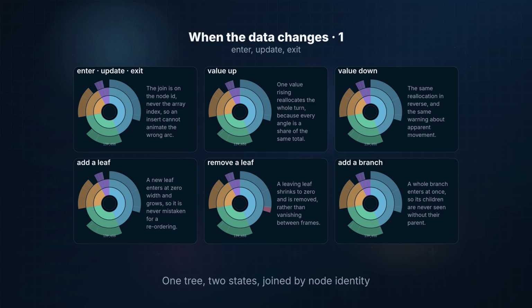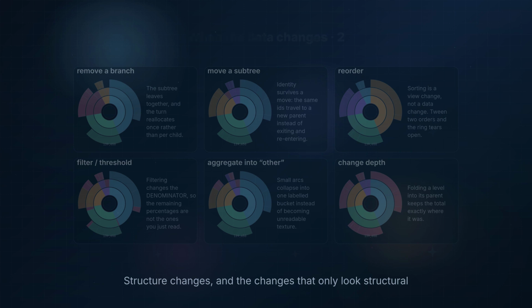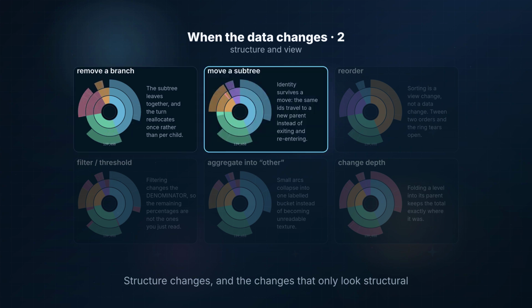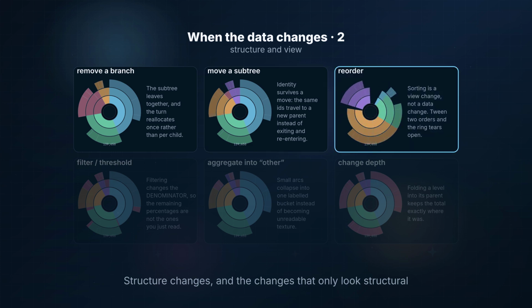Because a child on screen without its parent is a shape with no denominator. Structural changes are where the join earns its keep. Move a subtree to a new parent, and the identity has to survive, or the chart shows a deletion followed by an unrelated insertion. Resorting is the interesting case because it changes nothing about the data at all. Watch the resort cell and you can see why it needs care.